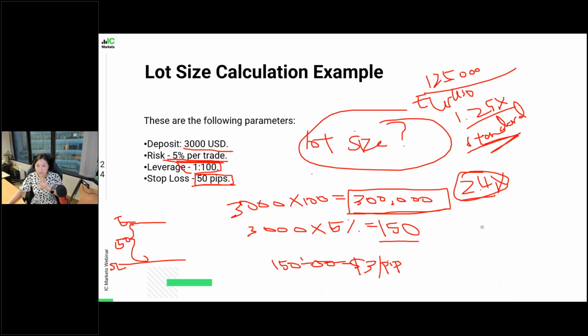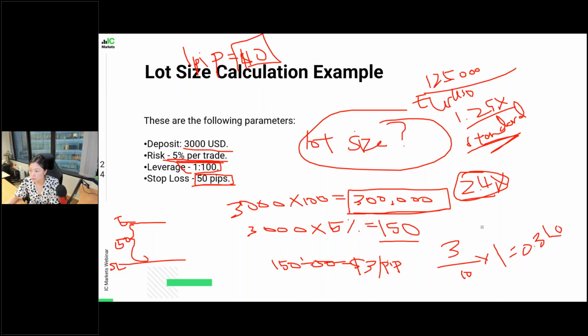So you remember me saying that for a normal lot size, if I move 1 pip, it equals $10. So for a normal pip in a standard calculation, if I move 1 pip down or up, it means a $10 move. So $3 means 0.3 times 1 pip. So this is how we calculate the lot size. Is it complicated?